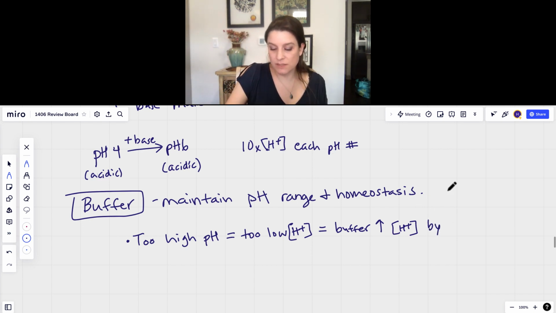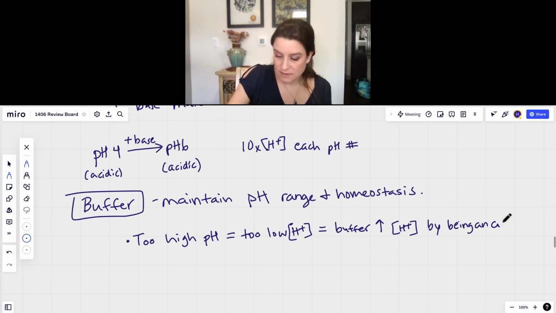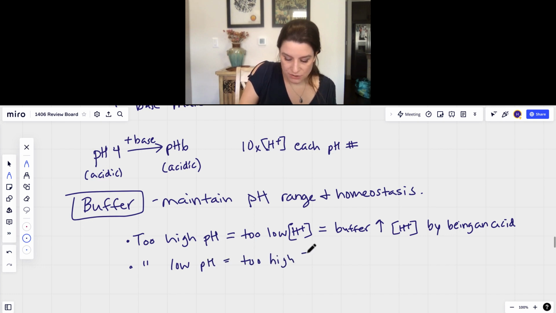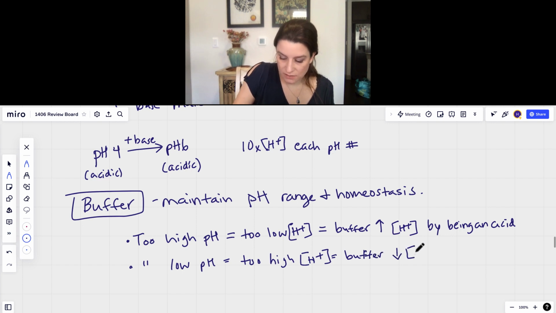And what is it? How is it going to increase that? It's going to be an acid. So the buffer acts as an acid to increase the hydrogen ion concentration and lower the pH. If it's too low of a pH, that means there's too high hydrogen ions. What's the buffer going to do? The buffer is going to lower the hydrogen ion concentration by being a base.